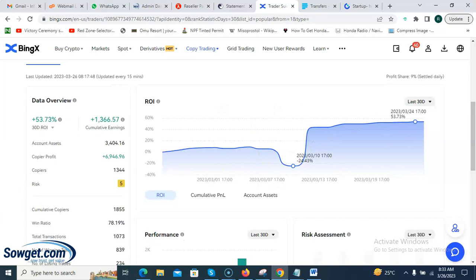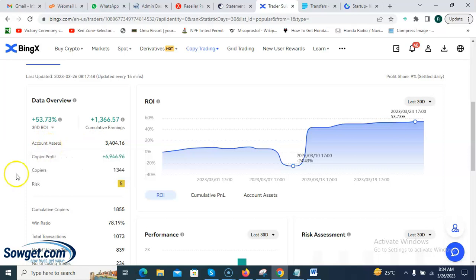All right, so you can see this trader here. You can see the 30-day return on investment, 53.73%. This is the profit he has made on his assets in the last 30 days. And you can see this cumulative earning simply means the entire profit he has made on his account. And you can see the next field is account assets. Account assets simply means the total balance on this particular trader's account.